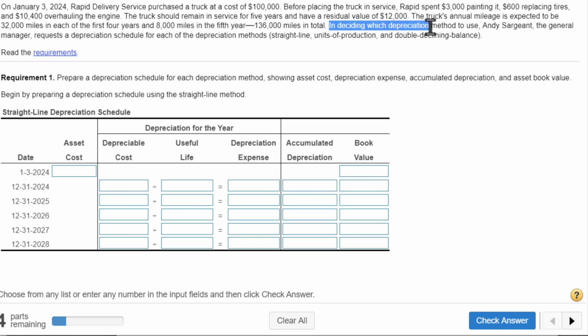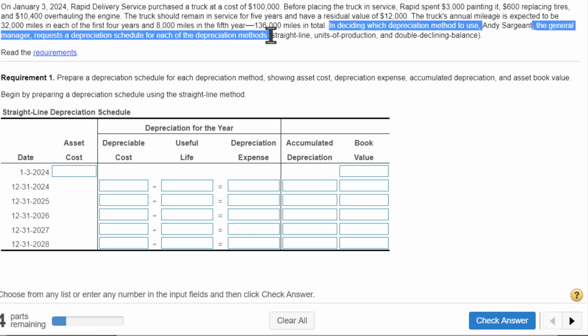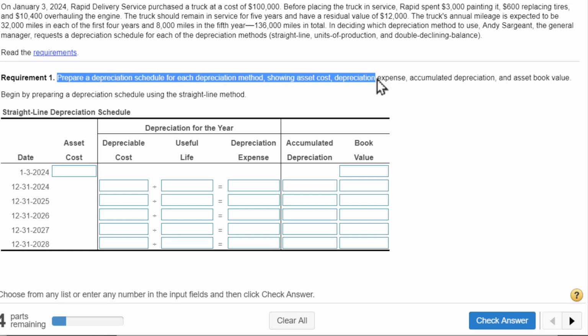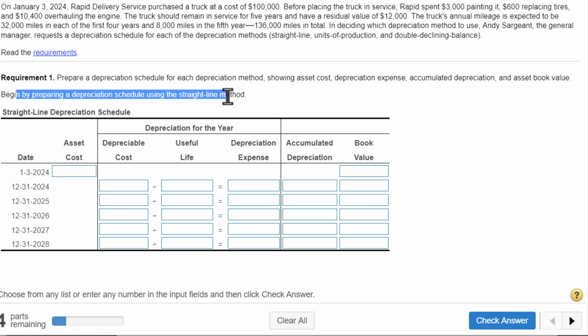In deciding which depreciation method to use, Andy Sargent, the general manager, requests a depreciation schedule for each of the depreciation methods, which, as I said before, are straight line, units of production, and double declining balance. So all a depreciation schedule is, you create a spreadsheet and you figure out the depreciation over the useful life of the asset. So prepare a depreciation schedule for each of the depreciation methods showing asset cost, depreciation expense, accumulated depreciation, and then the book value of the asset. Begin by preparing a depreciation schedule using the straight line method.